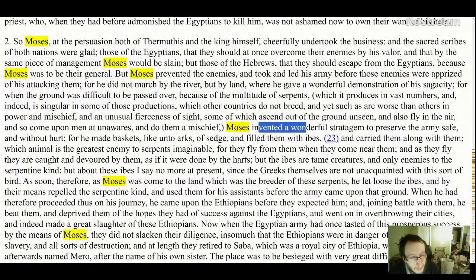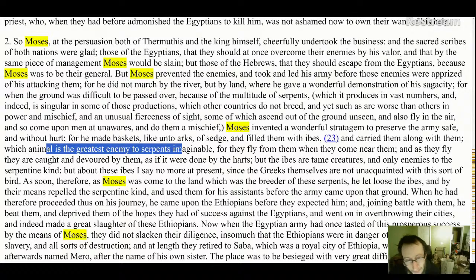It says Moses invented a wonderful stratagem to preserve the army safe and without hurt, for he made baskets like arks of sedge and filled them with ibises, and carried them along with them, which animal is the greatest enemy to serpents. I confused that.